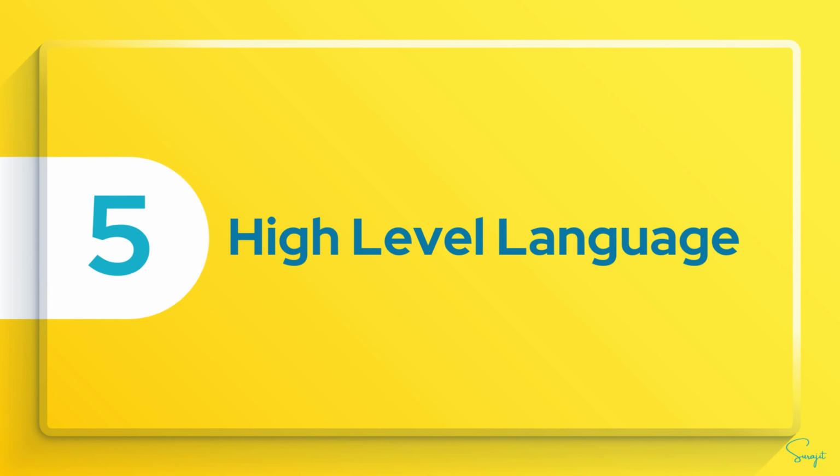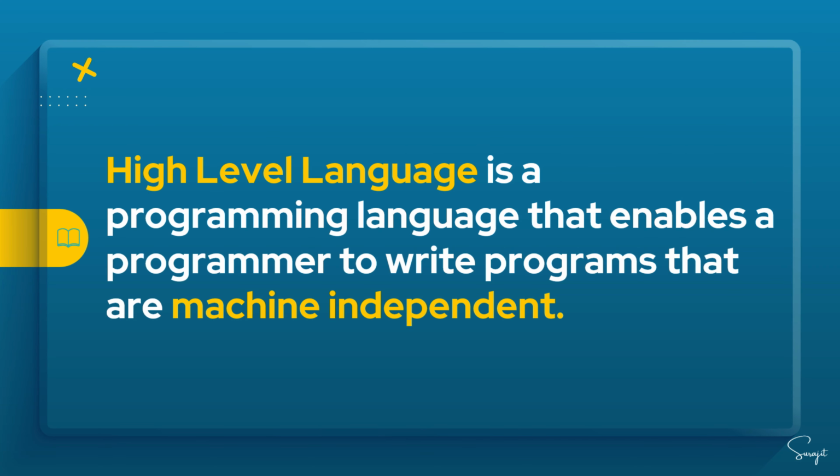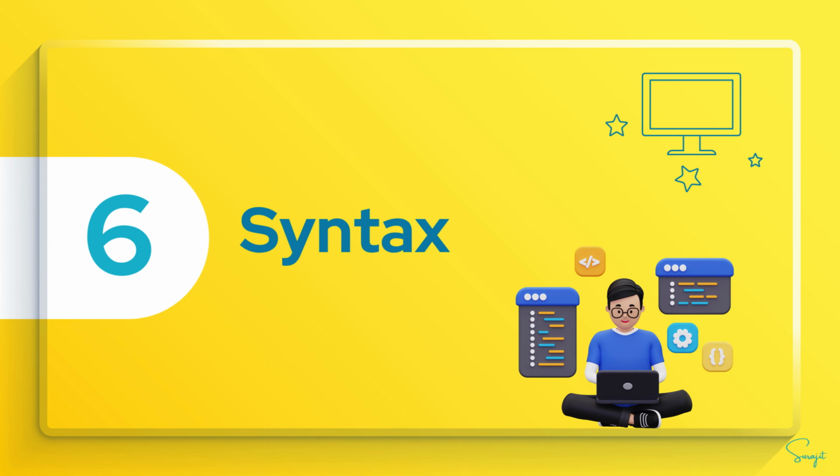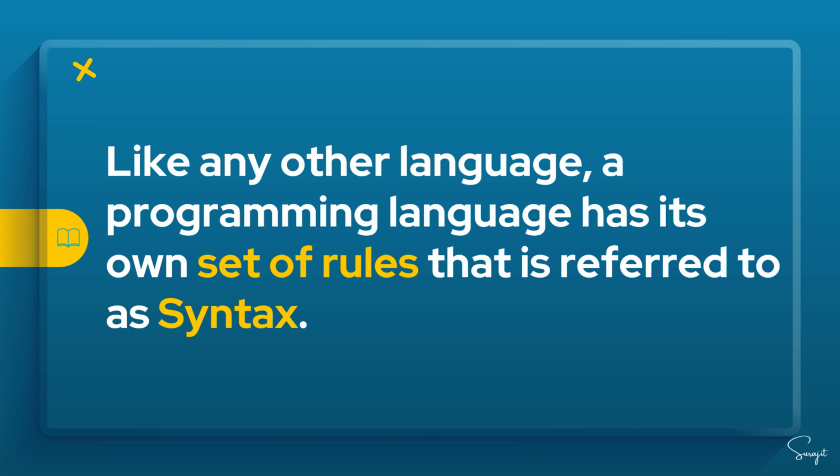Now, let's talk about high-level language. A high-level language is a programming language that enables a programmer to write programs that are machine-independent. Basically, it's a human-readable programming language. They are easy to read, write, and maintain. Examples of high-level languages are C, C++, Java, Python, and many more. Now, what is syntax? Already discussed that, like any other language, a programming language has its own set of rules that is referred to as syntax.